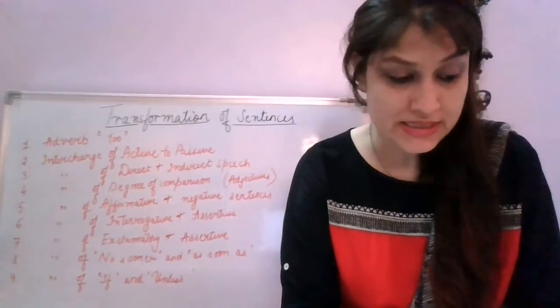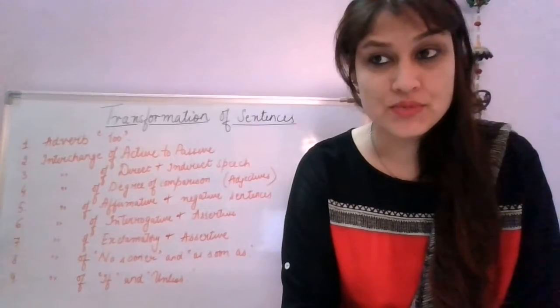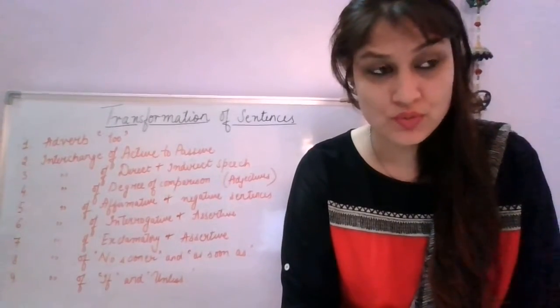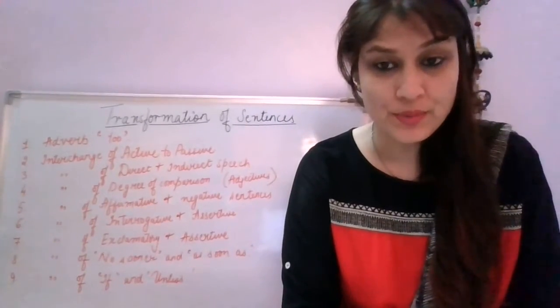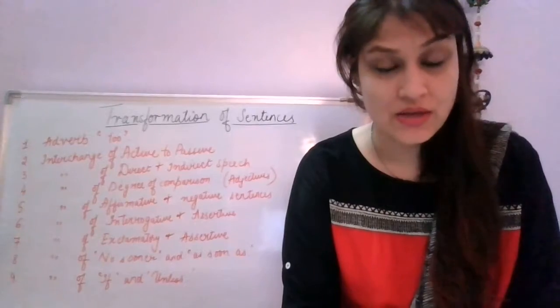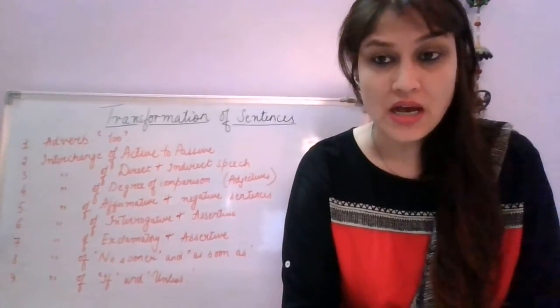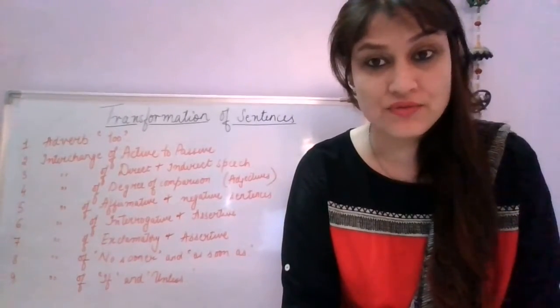The first one is sentences containing the adverb to. Now, of course, I'm sure you must have done it before, the sentences where we use the adverb to. However, we have a proper topic on it and we have to do it nicely so that we can understand it. After that, we have another topic, interchange of active and passive voice.